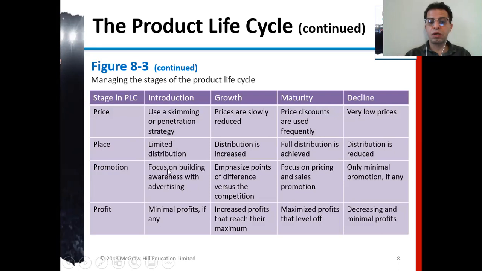In the promotion, we focused on building awareness with advertising and road shows. We did the road shows for it. We did advertising in newspapers, invited different news outlets to come and understand the new solution that we're building. In the growth, we emphasized the differences versus the competition. We said that you can do everything online, check your marks, drop a course, add a course. Your parents can have access to the solution.